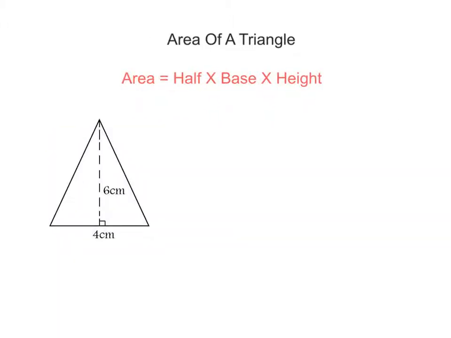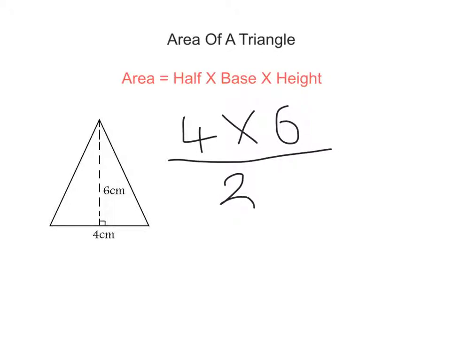The final area I'm going to calculate is that of a triangle. For this, I'm going to use the formula that the area is equal to half of the base multiplied by the height. So on this occasion, the base, or the bottom of the triangle, is 4. And I can see from the diagram that it's 6 centimetres tall. So 4 multiplied by 6. And then really I only want half of the base, so I'm going to divide that by 2.